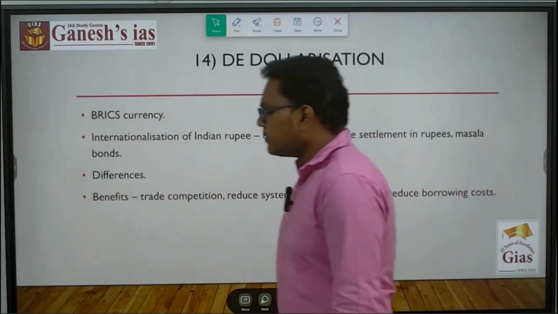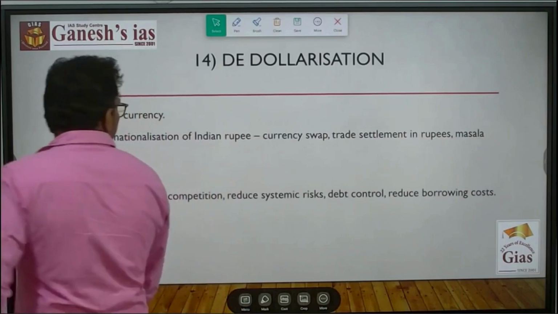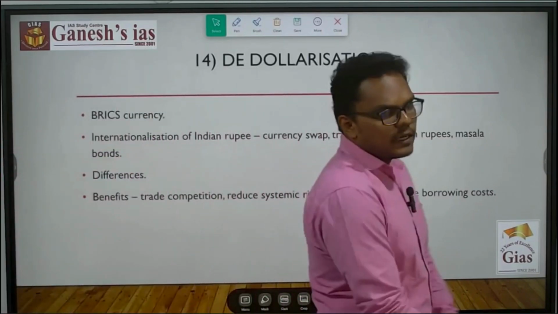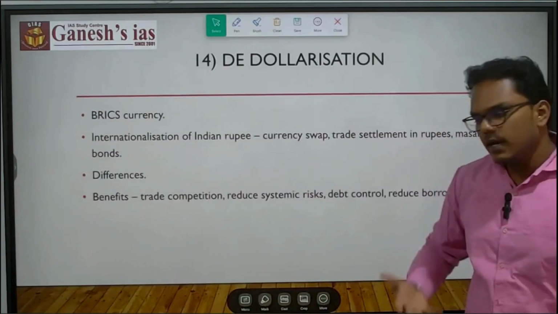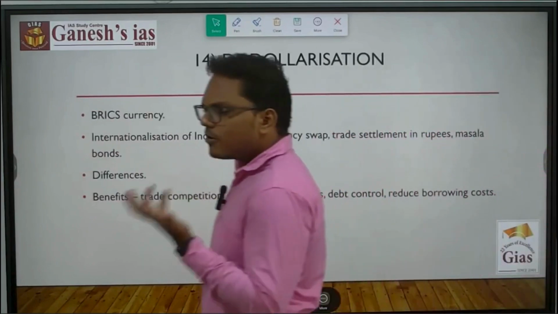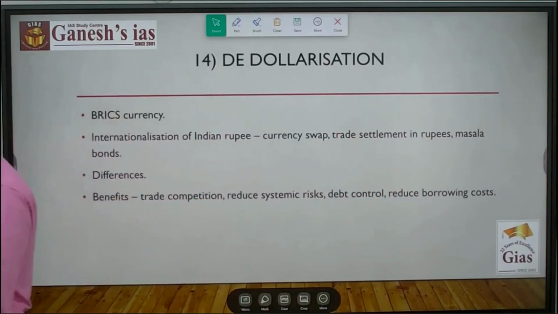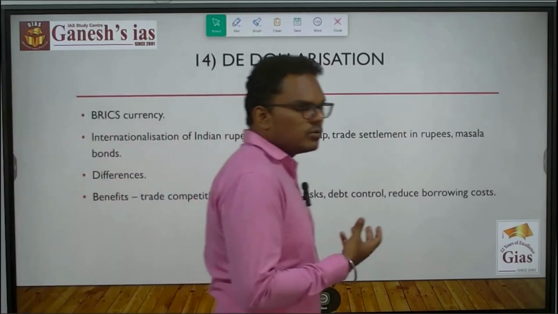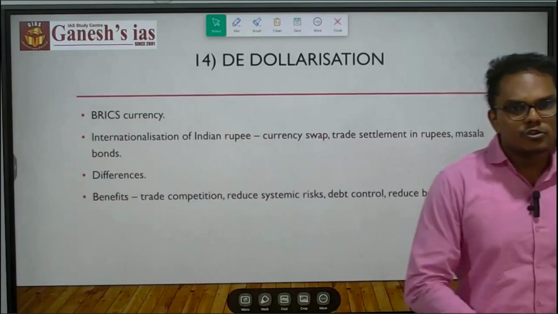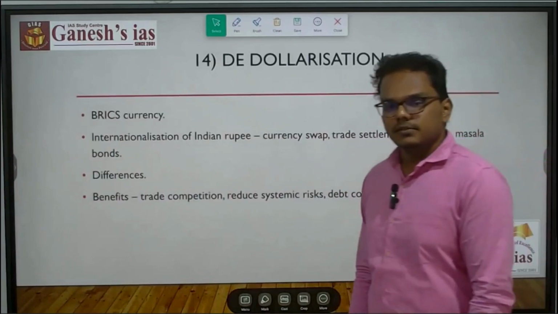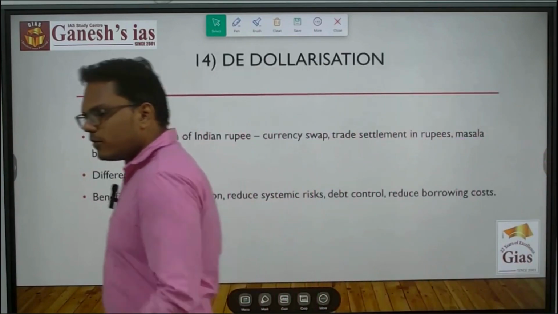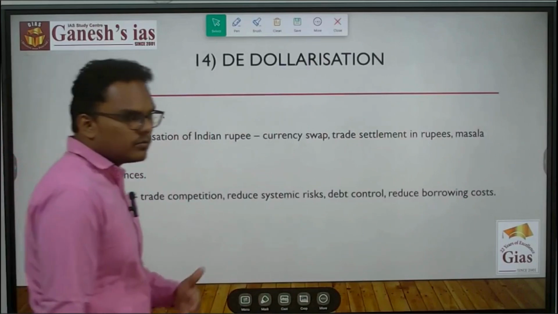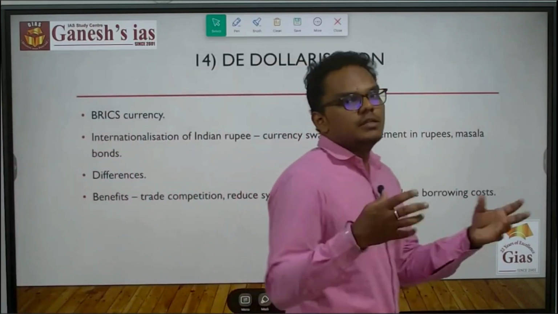And one of the advantages of de-dollarization is that you promote trade competition. As of now, the dollar is priced very high because the demand for the dollar is always there. Since the demand for the dollar is always there, your local currency is not able to stand up or show its full potential in front of the dollar. If you reduce the influence of the dollar in the economy, naturally the demand for dollars will come down and the demand for local currencies will increase.